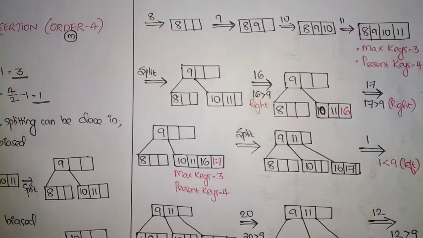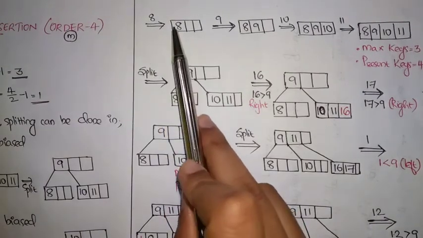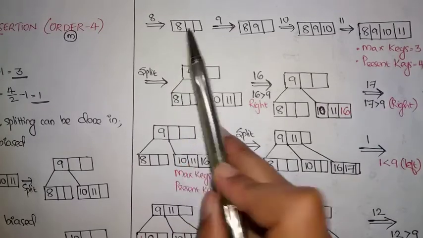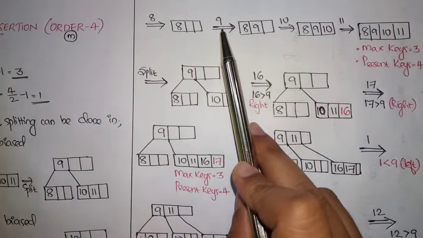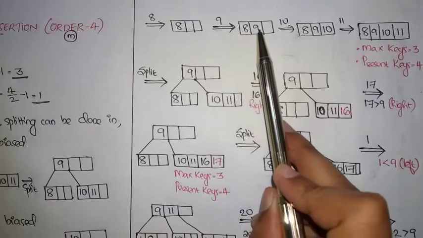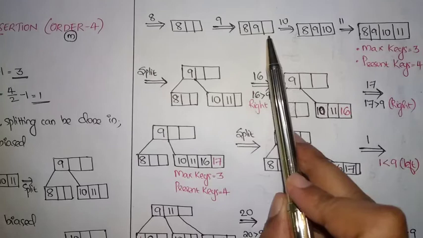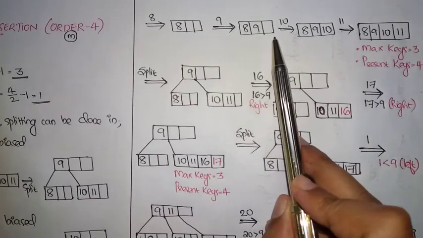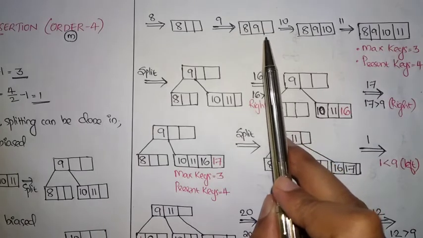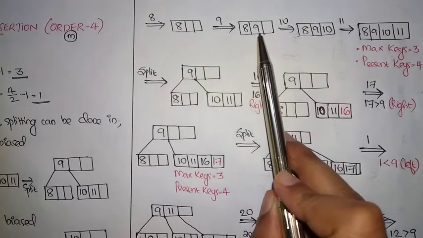First of all, the first key that I am going to insert is 8. So I created a node and inserted 8 into that node. After that, I have to insert the key 9. No problem at all. I have inserted 9 along with 8. One thing we have to keep in mind is that in a particular node, the keys will always be in a sorted manner. So I have to insert it in such a manner that the keys will always be sorted. So after 8, I have inserted 9.